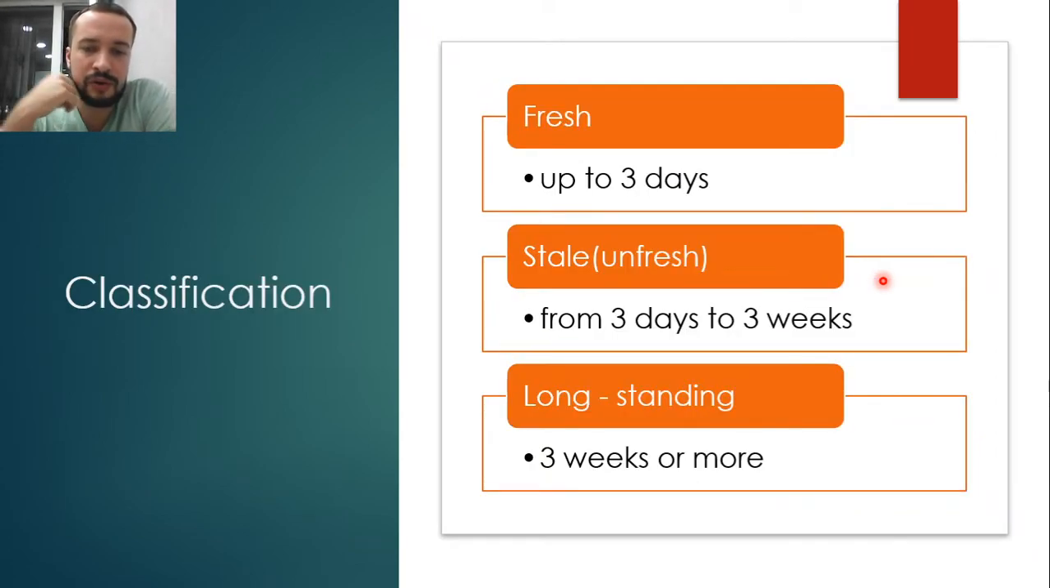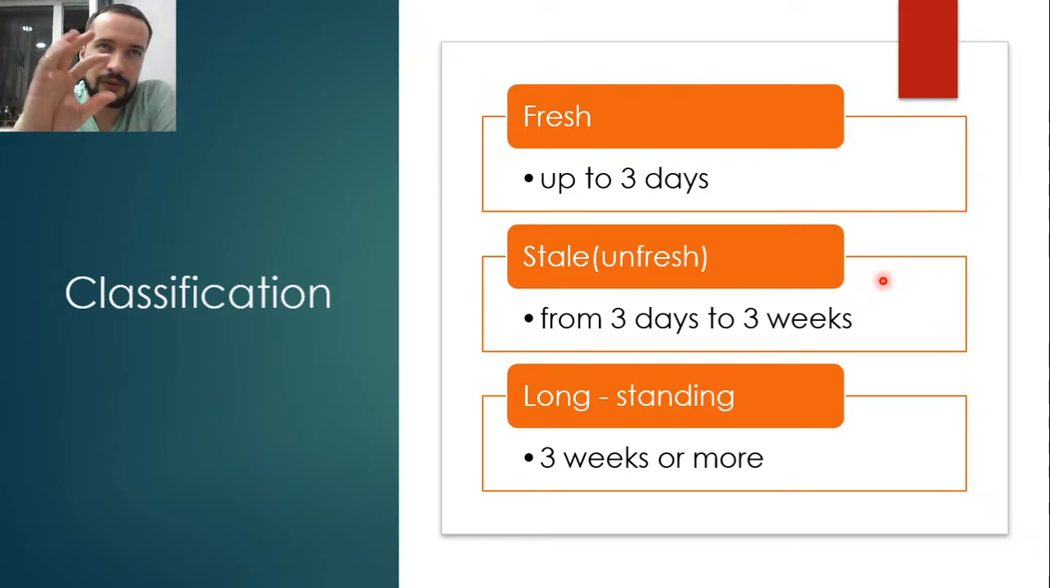Classification. According to the time that has elapsed since the violation of the congruence of the articulation, dislocations are divided into fresh, stale and old. Look, there is some problem with translation.